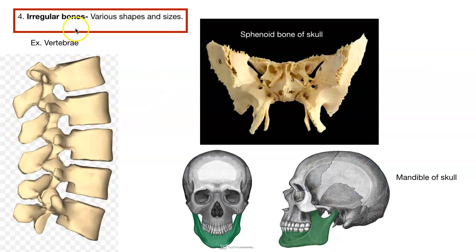Then we come to irregular bones. They are just weird in shape, and you have lots of them. The vertebral column, all the vertebrae of the vertebral column, those are all irregular bones, very strange shaped. There's going to be some bones of the skull that are very strange looking. Here is one of them that you'll be learning, the sphenoid. Here's another bone of the skull, the mandible. This is your jawbone. Irregular in shape. They are just strange looking.